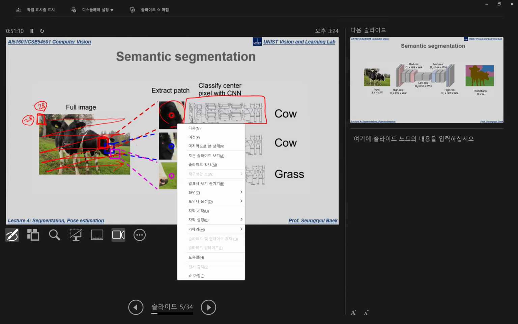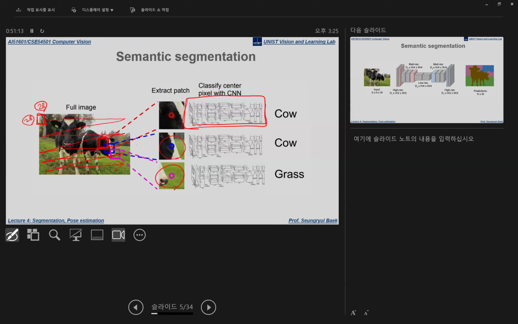For each window extracted, we can apply the CNN architecture that is trained for the image classification task, to classify what object is inside this patch. That is the simplest way of implementing this semantic segmentation task. Indeed, in early computer vision papers, especially when we used shallow learning algorithms such as SVMs, we achieved semantic segmentation in this way.